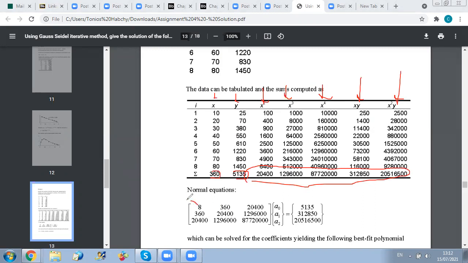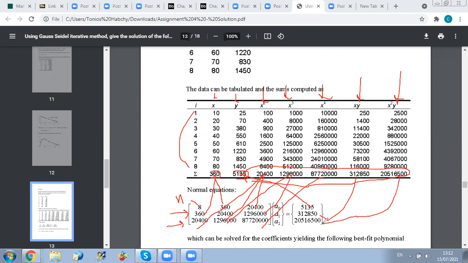So the first element is n, which is the number of data points, which is 8 here. So the first element of the first row is 8. The second element was proved to be sum of xi, I replace it. The third element is sum of xi squared, I replace it. Now for the second row, I start with sum of xi. The second term is sum of xi squared. The third term is sum of xi cubed. While the third equation will start with sum of xi squared, then sum of xi cubed, then sum of xi to the power 4. And finally, the B vector is constituted by the first element, sum of yi, the second element, sum of x times y, and the third element, sum of x squared y.